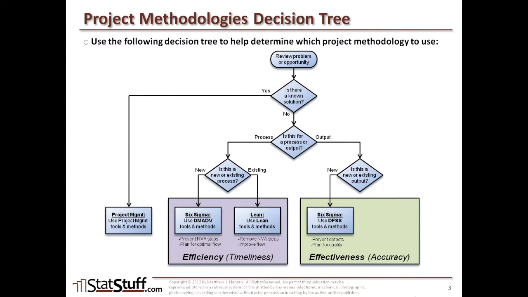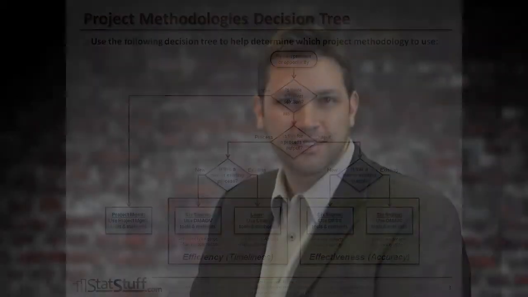However, for the most part, where we'd focus is for an existing output. When there's an existing output, then we'd use a Six Sigma methodology called DMAIC. That's where we're going to spend most of our time, digging through the DMAIC methodology, which actually accounts for probably at least 90 to 95% of most projects and opportunities. Now let's review that decision tree in a little bit more detail.